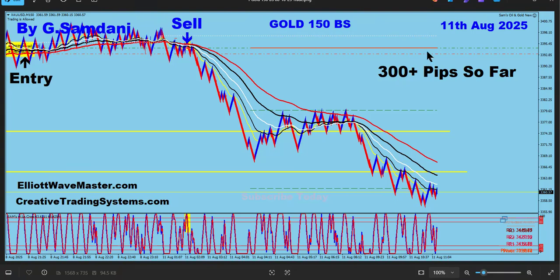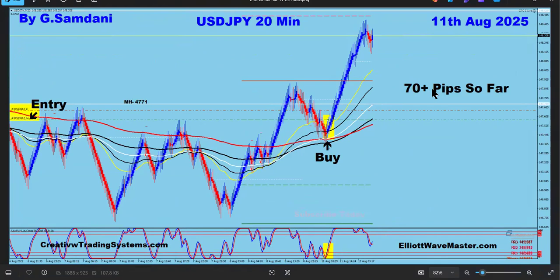So here, the week started on the 11th, and this is the gold trade going to the downside for 300 pip. You can see the yellow marks tell you my entry is right there, buy or sell. Right, so this is a sell order there, and this is USD yen on the 11th, 70 pips. Buy order is right there. Beautiful by the book entry.